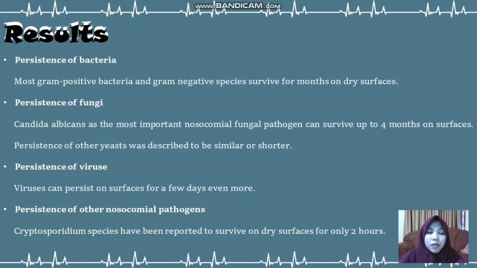Persistence of bacteria. Most gram-positive bacteria and gram-negative species survive for months on dry surfaces. Most gram-positive bacteria, such as Staphylococcus or Streptococcus, survive for months on dry surfaces. Many gram-negative species, such as Escherichia coli, Shigella, can also survive for months.